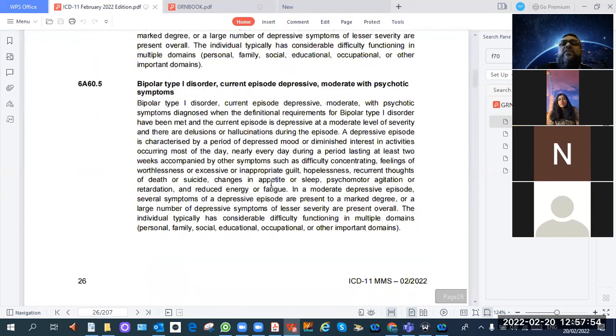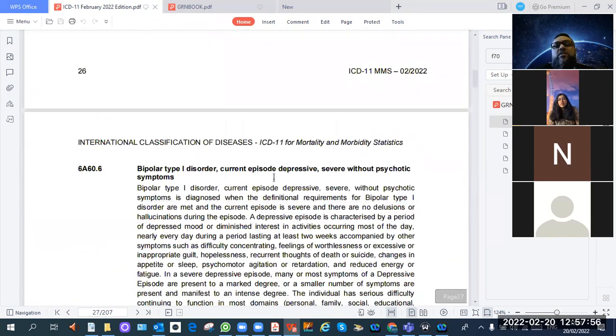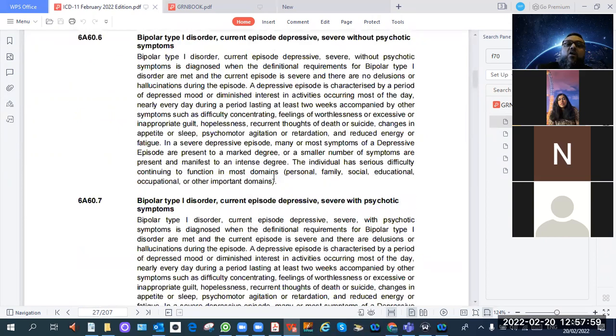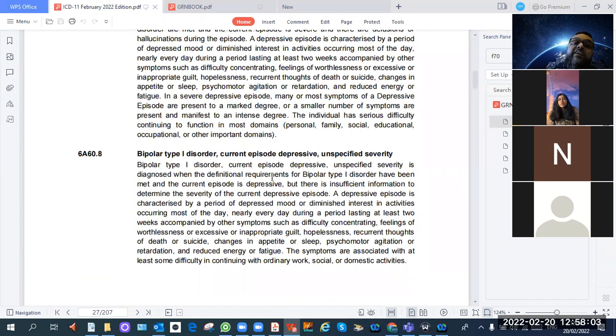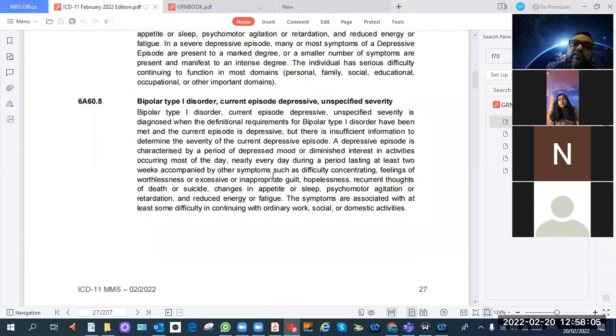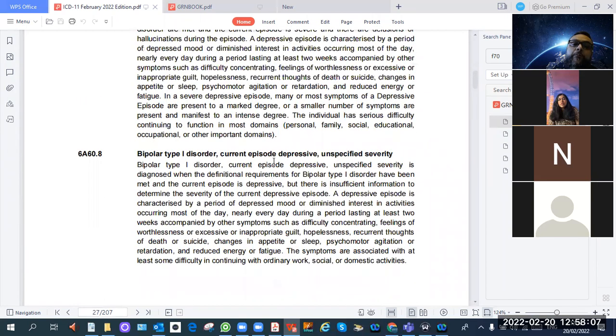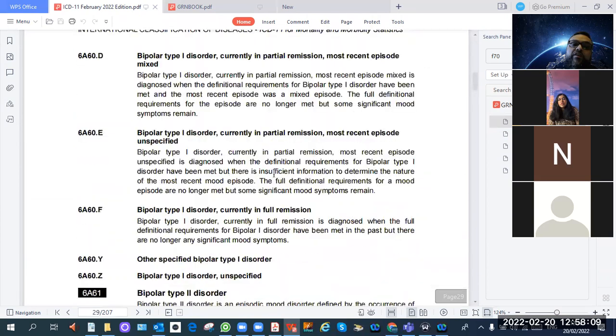Bipolar 2 is that there is no manic episode. It's only hypomania and depression of any severity. So let's go to the bipolar type 2.